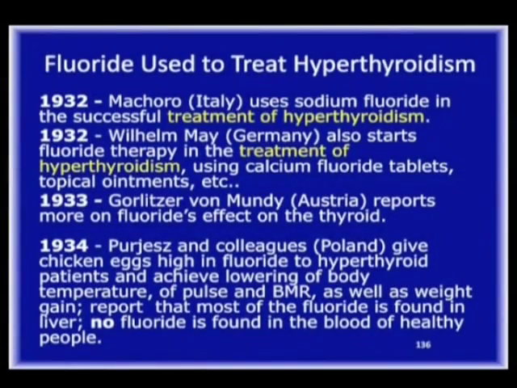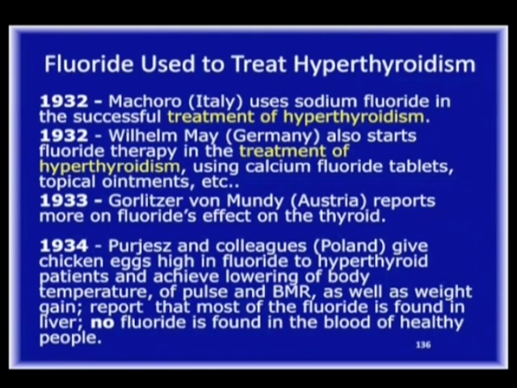In 1932, Maciaro of Italy used sodium fluoride in the successful treatment of overactive thyroid, or hyperthyroidism. Also in 1932, Wilhelm May in Germany started using fluoride therapy in the treatment of hyperthyroidism using calcium fluoride tablets, topical ointments, etc. In 1933, Gorlitzer von Mundi in Austria reported more on fluoride's effect on the thyroid.